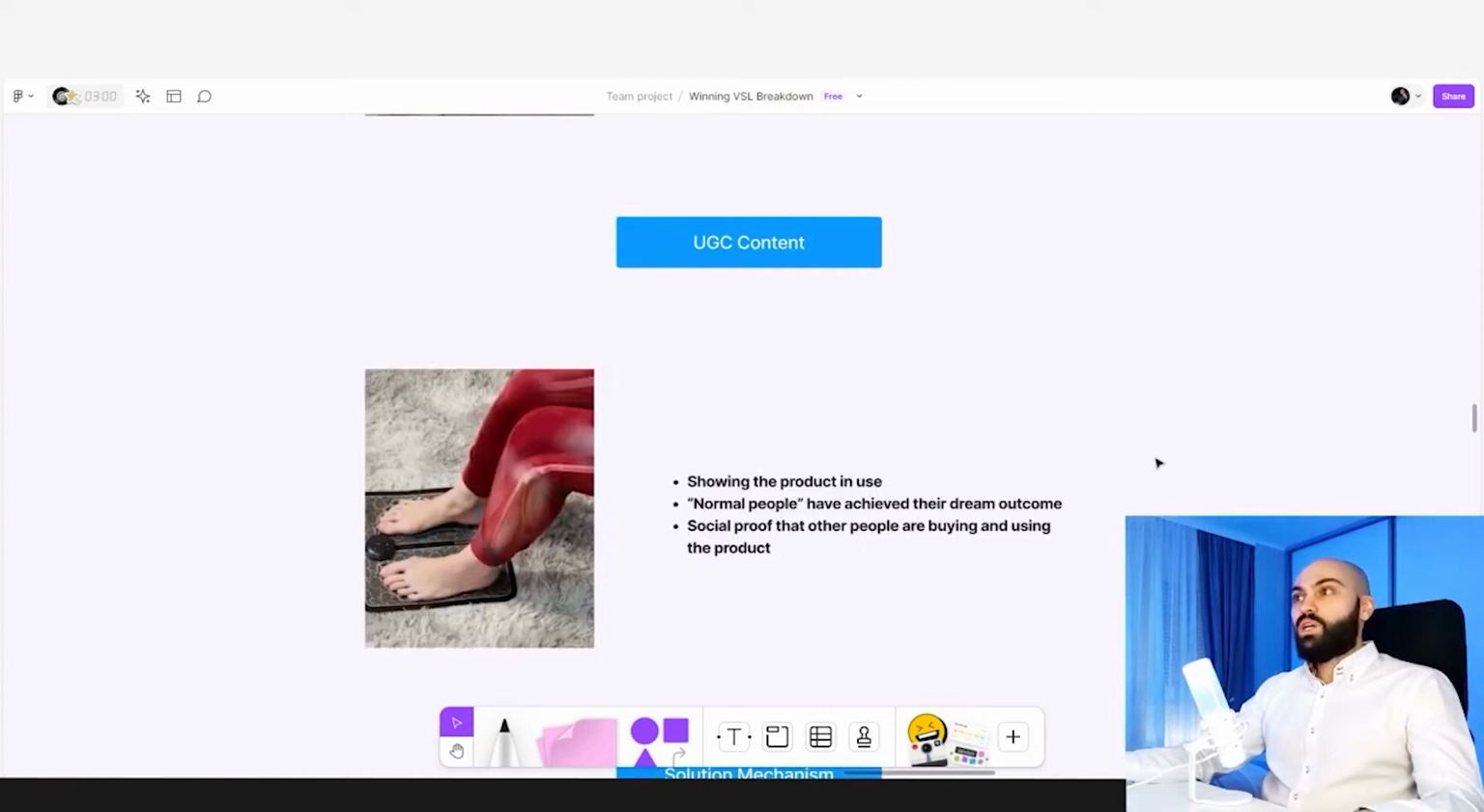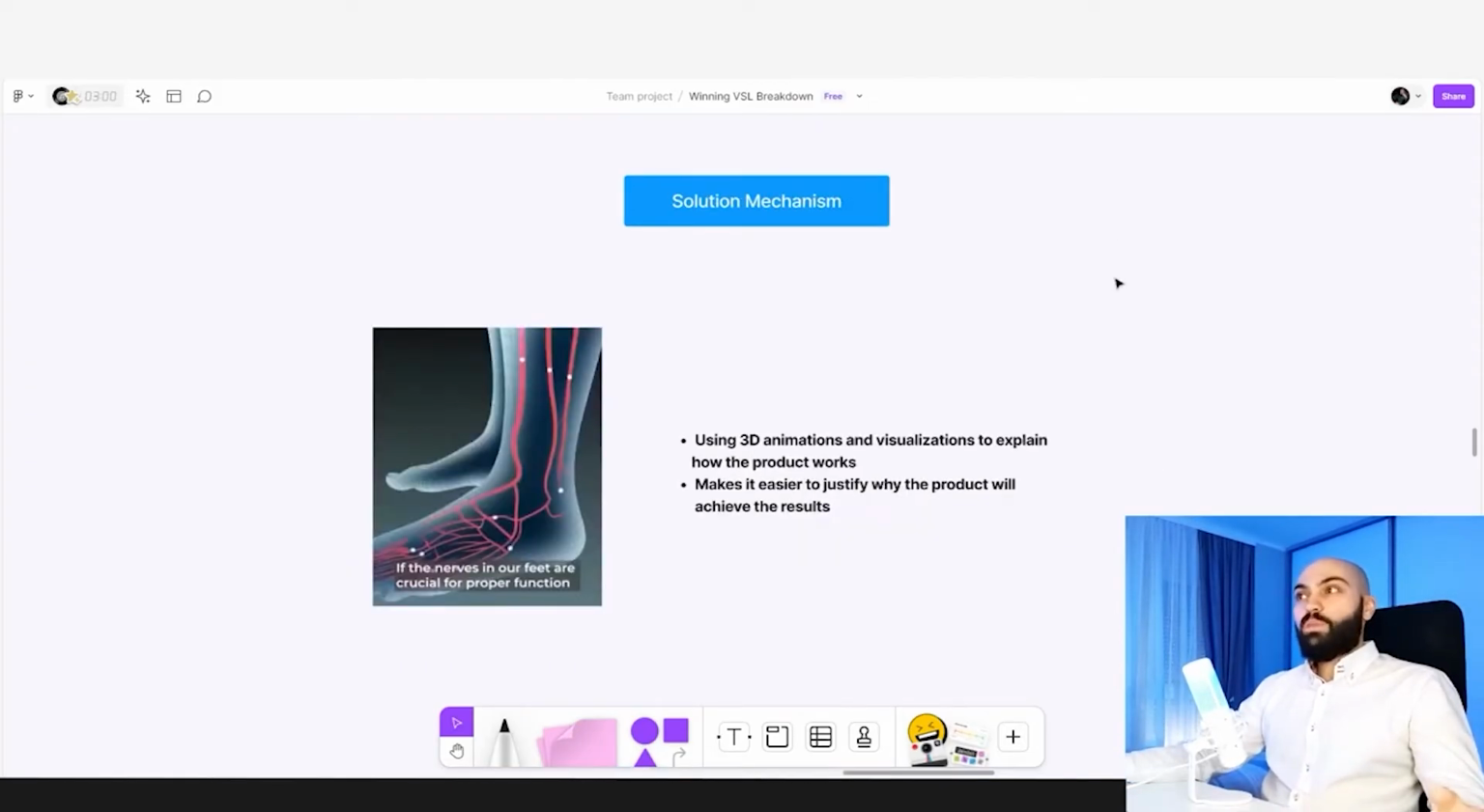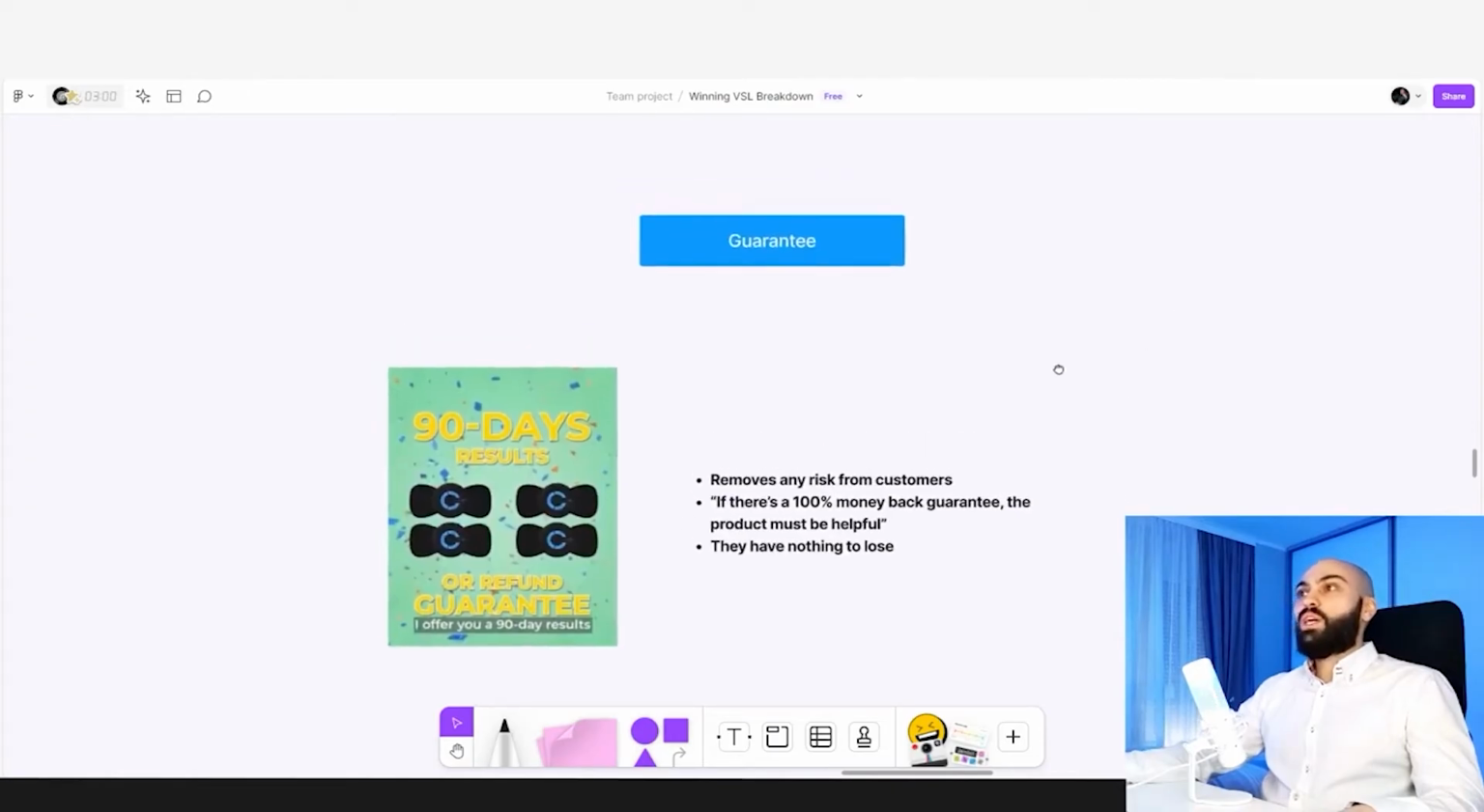UGC content. We will show the product in use. We will show how normal people, just like our customer avatar, got their results. It will also raise the social proof, because if other people are happy, they will probably be happy as well. Solution mechanism. We will use 3D and 2D animations to visualize and explain how the product works. We will make it easier for them to justify why the product will achieve their results. Then we have the guarantee.